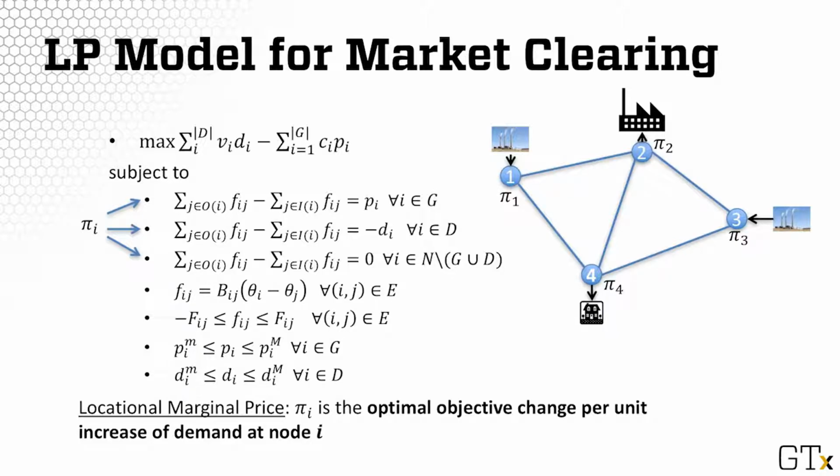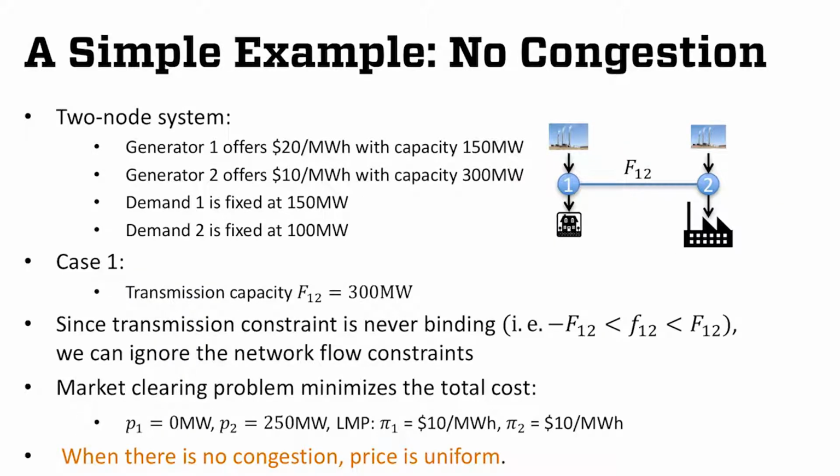Let's see some simple examples. Here is probably one of the simplest examples that we can consider. It is a network of only 2 nodes connected by one transmission line, or one edge. We have 2 generators, generator 1 at node 1 and generator 2 at node 2. We have 2 loads, each at a node. So here are some data.